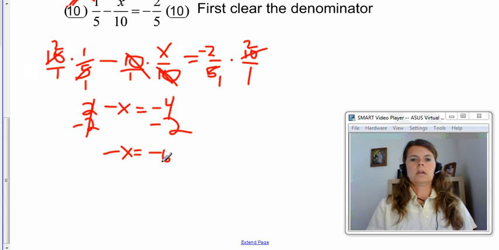And then most algebra teachers teach to put a 1 right here, because if there's no number, there's a 1. And then you can just divide both sides by negative 1, because remember, this is times. To undo times, we divide. Okay, so cancel this, x equals negative divided by a negative is a positive.